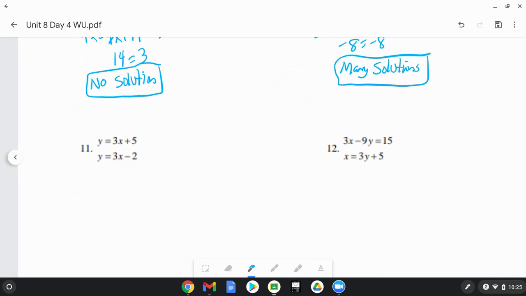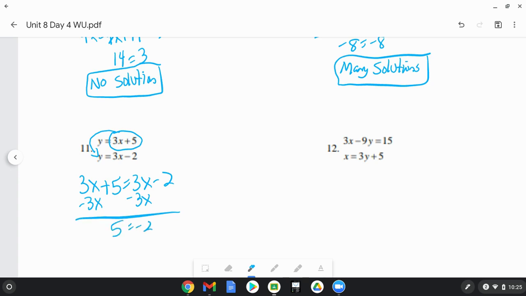All right, and the last two, this is y equals and y equals. So we circle the y equals on the top or the bottom, doesn't matter. Plug it in for the other y. So now we get 3x plus 5 equals 3x minus 2. Subtract 3x. And we get 5 equals -2. Those two are not the same, so this is no solution.